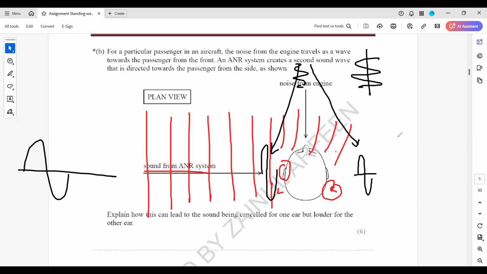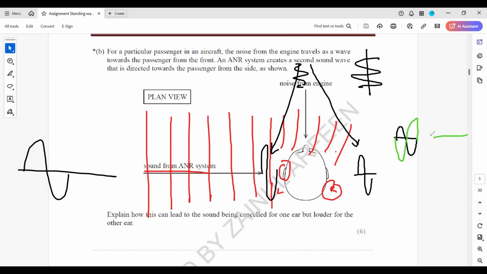Why can it not cancel out completely? Because this has a lower amplitude, but the sound from the engine has a higher amplitude. Because of diffraction, the amplitude decreases. So when the amplitude decreases, it will cancel out, but it will not completely cancel out each other. And because I want to cancel out, I should draw it 180 degrees out of phase. So for example, this is the wave which is produced.